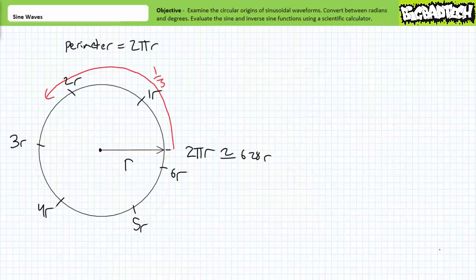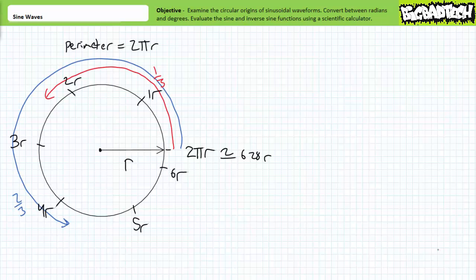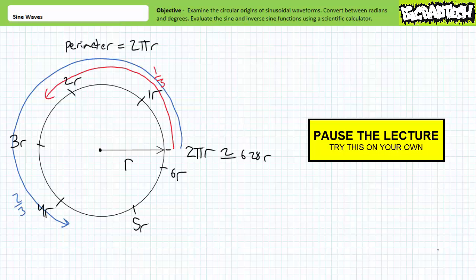Put your understanding of this concept to the test by determining how far the point has traveled if it initiates travel on the far right-hand side and travels 1/3 of the way around the circle in the counterclockwise direction. And again, if it travels 2/3 of the way around the circle. By all means, pause the lecture and try this on your own.